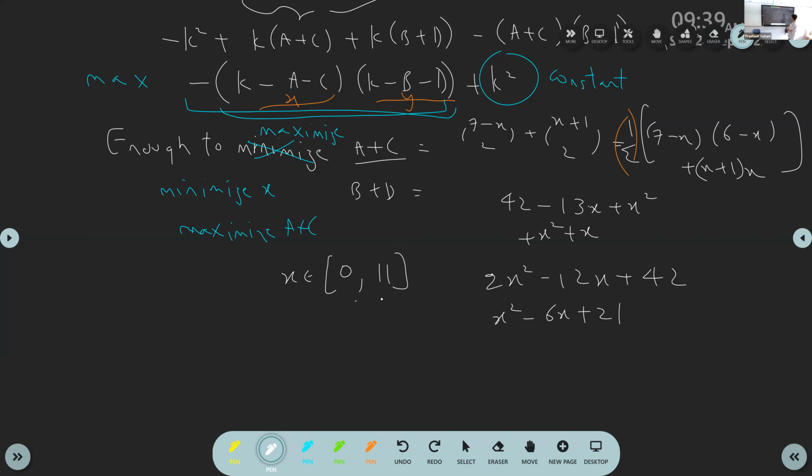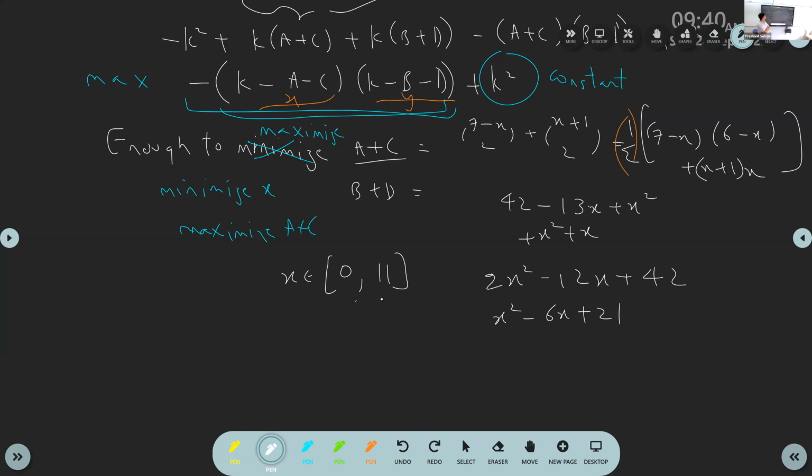Yes, Raghav. So max will be at x equals 3. 3, okay. Sorry, one second. So I mean the max would, so the minimum would be at x equals 3. So I think the maximum would be at x equals 3. I think there is a problem.